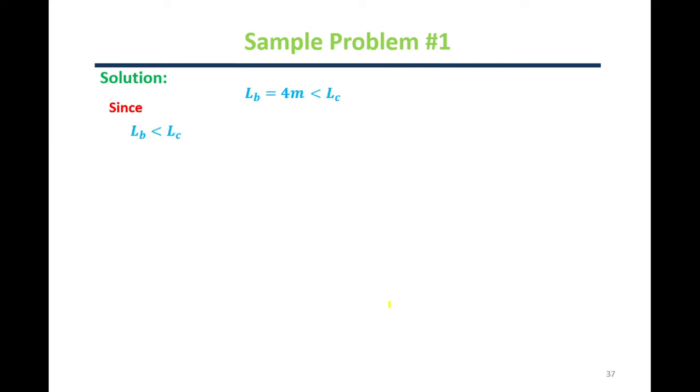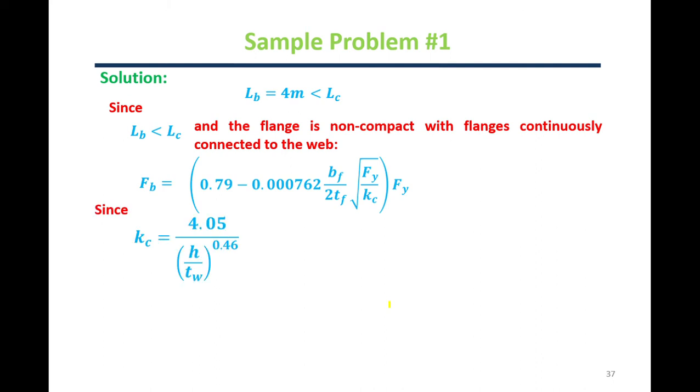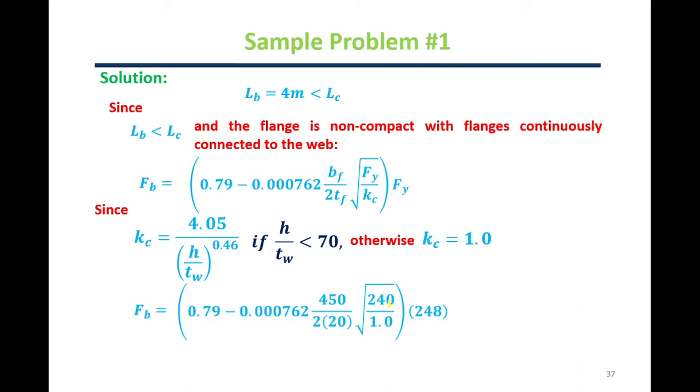Check natin yung L natin. Ang L is 4 meters. So FB, check natin. So we're going to use for the KC. Ayan. Y is 1. So check natin. So we use 1, the value of KC. So solving for the FB, makukuha natin value ng FB is 162.44 megapascal. Ayan.